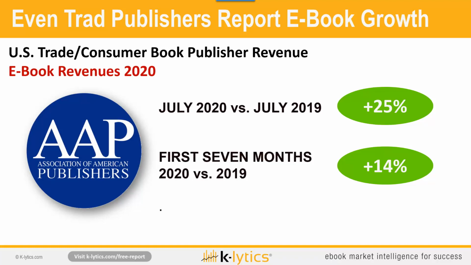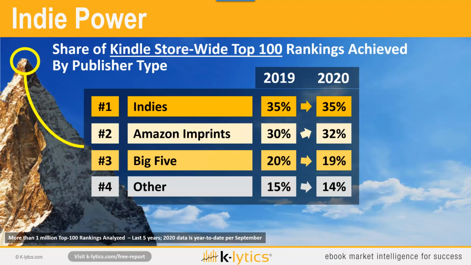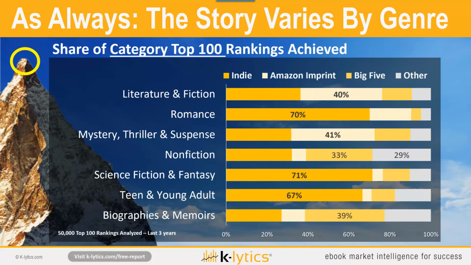And what's really great news for many among you is the really big indie power in that whole Amazon ebook movement. Now, look here, the share of Kindle store-wide top 100 rankings achieved by publisher type in the years 2019 and 2020. And we monitored, by the way, the last 5 years. Here are the last 2 years, and 35% of these rankings have been achieved by indies, then 32% in 2020 by Amazon imprints. Only then come the big five, and then other types of publishers. It's probably never been a better time to be or become a self-publisher.